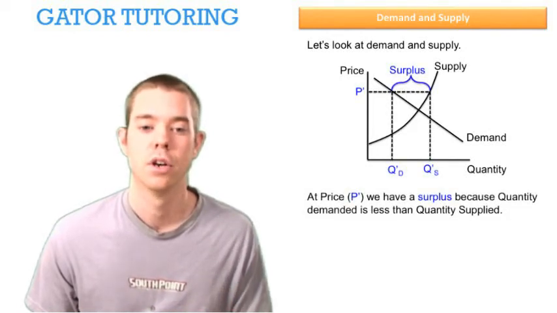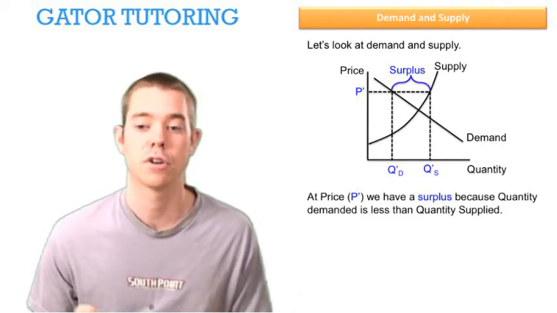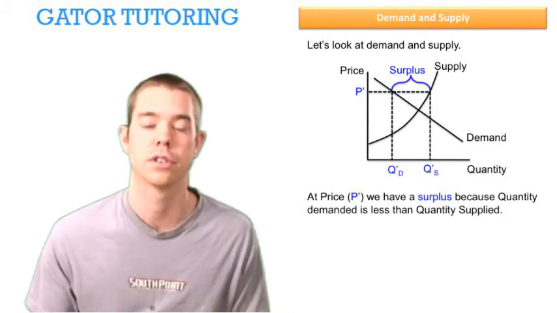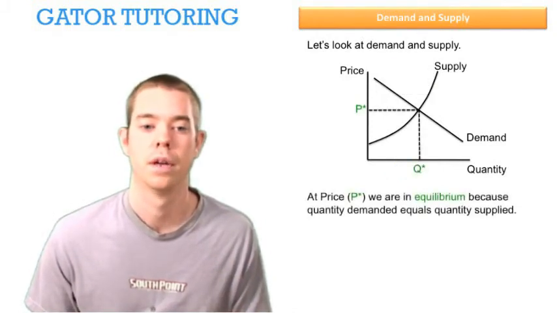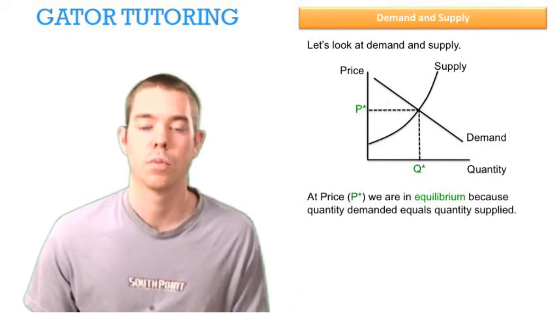At this price, we have a surplus because quantity demanded is less than quantity supplied. So at this price, demanders are only demanding 100 units, suppliers are flooding the market with 200 units, so now we have this extra 100 units out there that we don't know what to do with. Only at this price, we are in equilibrium because quantity demanded equals quantity supplied.